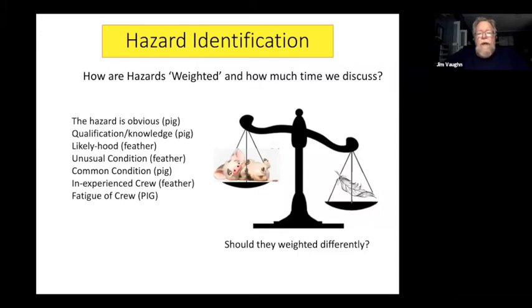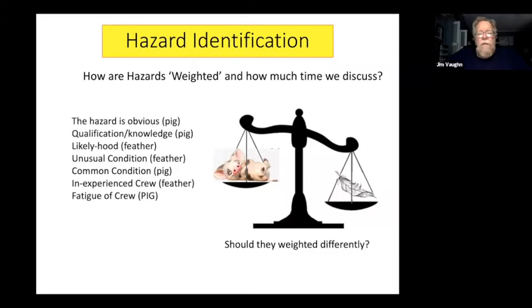So if I was going to use a scale to do this, I call it the pig and feather analysis. If a hazard is obvious and it's a serious one, that's a pig. We need to make sure that one gets discussed. On the other hand, if it's unlikely to happen, that's a feather. It's not going to get a whole lot of attention.